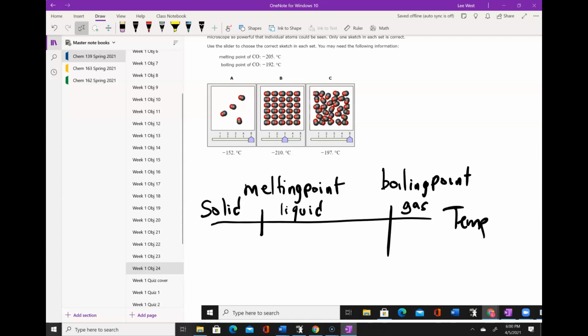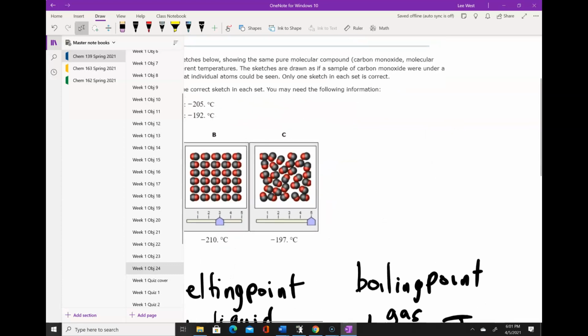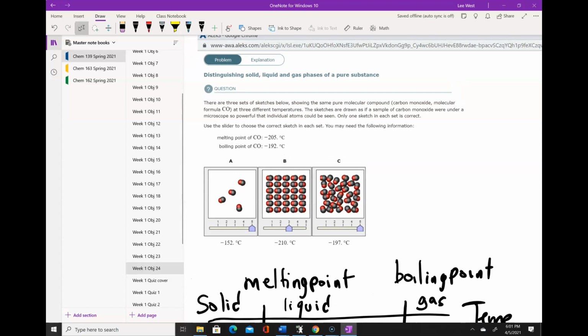So in solids, the particles that make up my substance are close to one another and in an orderly arrangement. In liquids, my particles are close to one another, but they're kind of disorganized as to how they are arranged. And in gases, my particles are a long way away from each other. So what we have to do is pick the diagram that corresponds to the substance at a particular temperature.